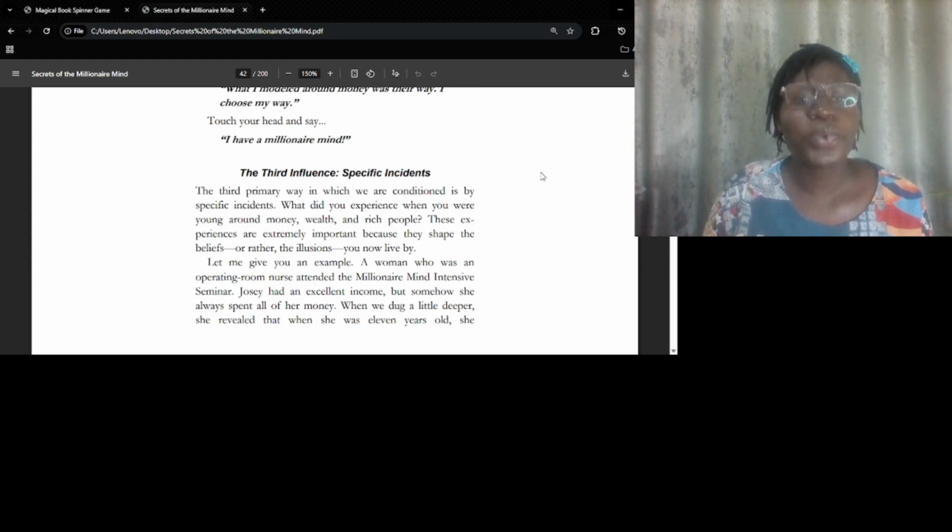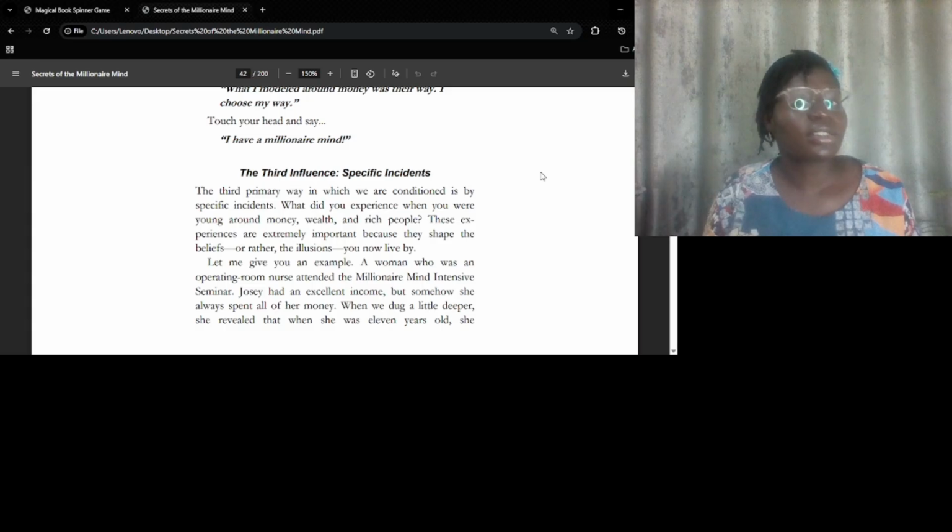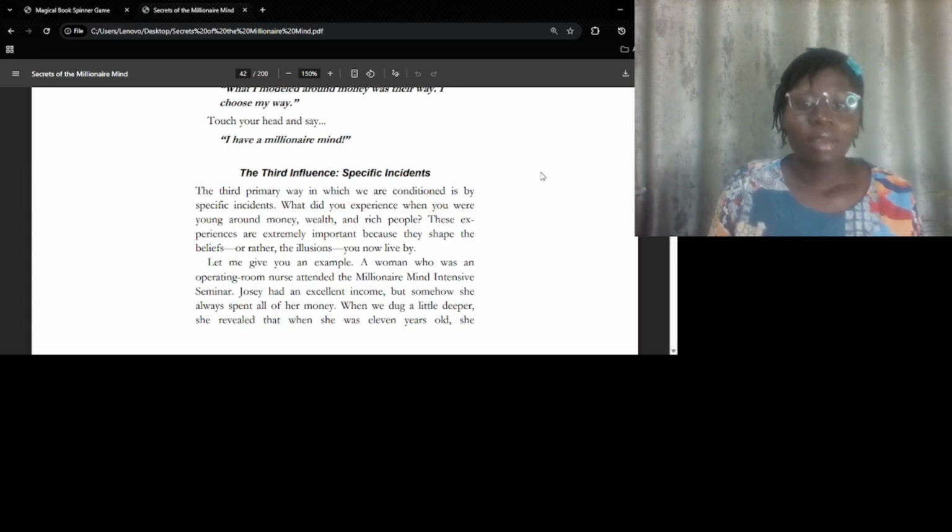So the third influence, specific incidents. The third primary way in which we are conditioned is by specific incidents. What did you experience when you were young around money, wealth, and rich people? The experiences are extremely important because they shape the beliefs, or rather the illusions, you now live by. That's very true. Let me give you an example.